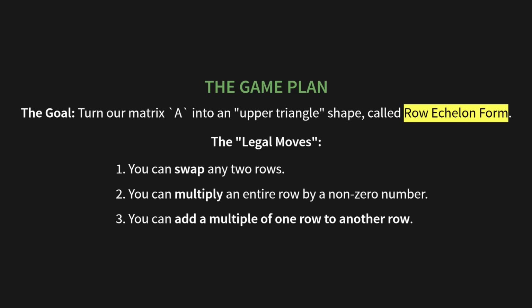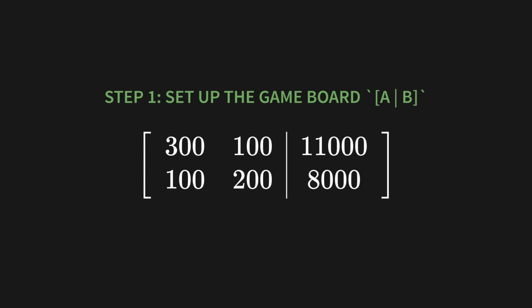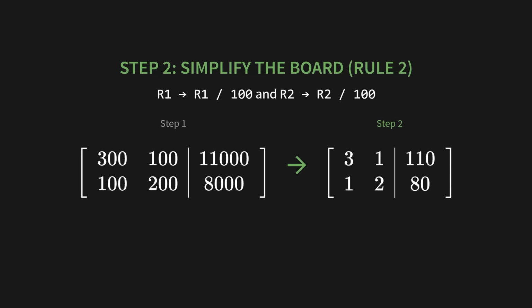1, you can swap any 2 rows. 2, you can multiply an entire row by a non-zero number. And 3, you can add a multiple of one row to another row. That's it. Let's play. Step 1. Set up the game board. We combine A and B into what's called an augmented matrix. It looks like this: a 2x3 grid with 300, 100, and 11,000 on the top row, and 100, 200, and 8,000 on the bottom.